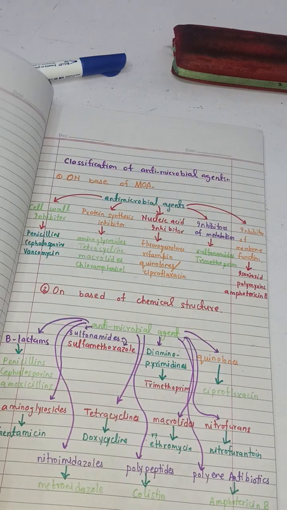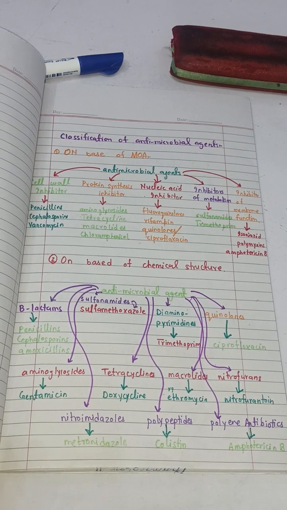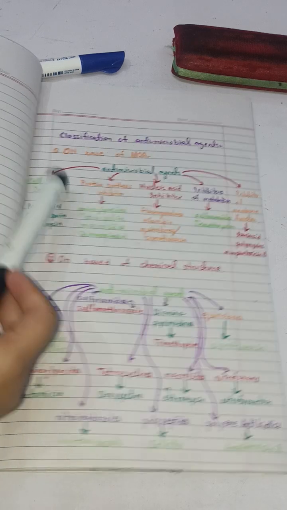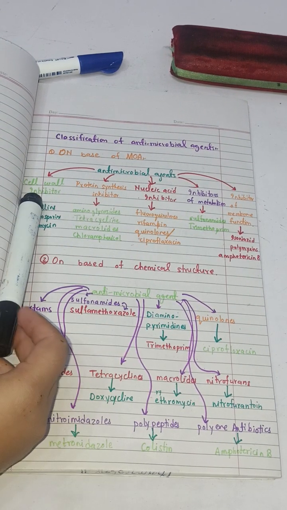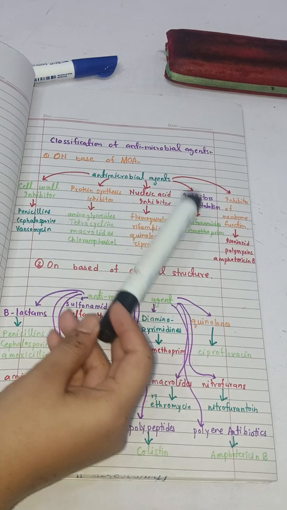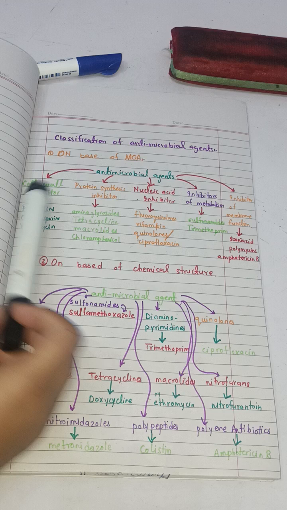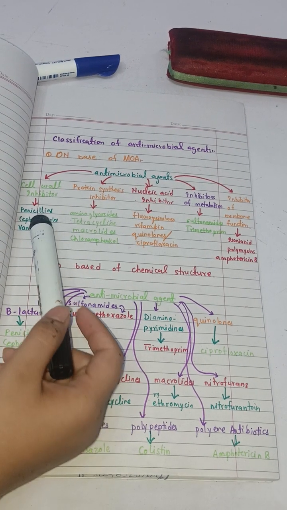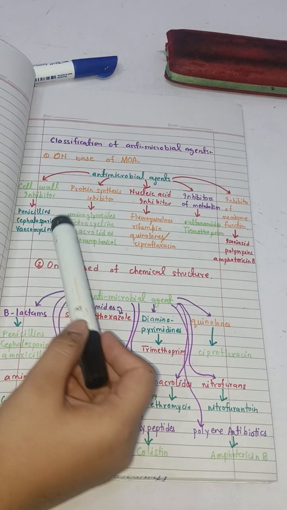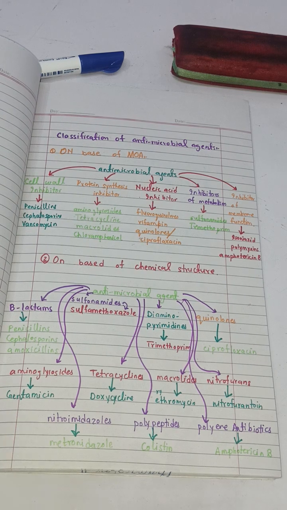After that we see the classification of antimicrobial agents on the basis of their mechanism of action. They are divided into these types: cell wall inhibitors, protein synthesis inhibitors, nucleic acid inhibitors, inhibitors of metabolism, and inhibitors of membrane function. Cell wall inhibitors, which inhibit the cell wall, like penicillin, cephalosporin or vancomycin. These are the 3 important drugs that come under it.